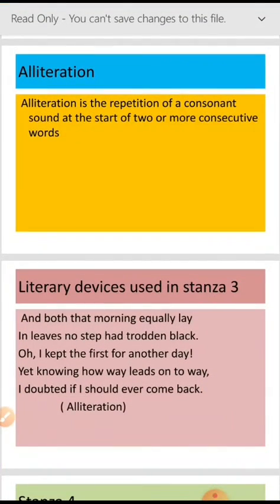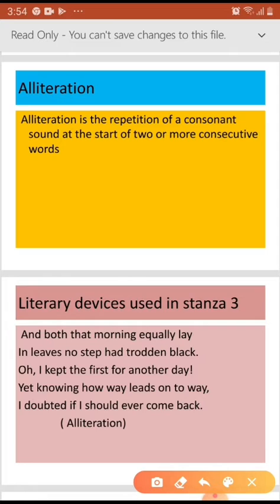And both that morning equally lay in leaves no step had trodden black. Oh, I kept the first for another day, yet knowing how way leads on to way, I doubted if I should ever come back.